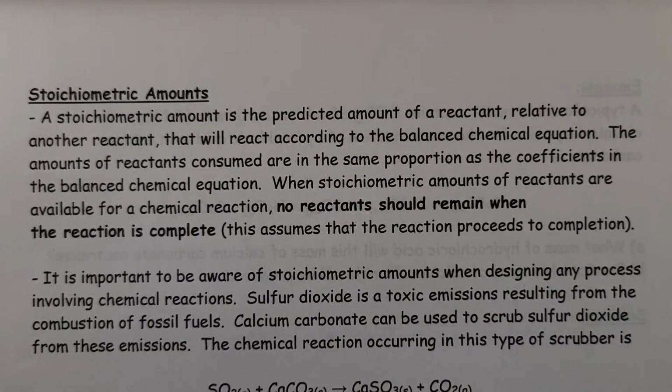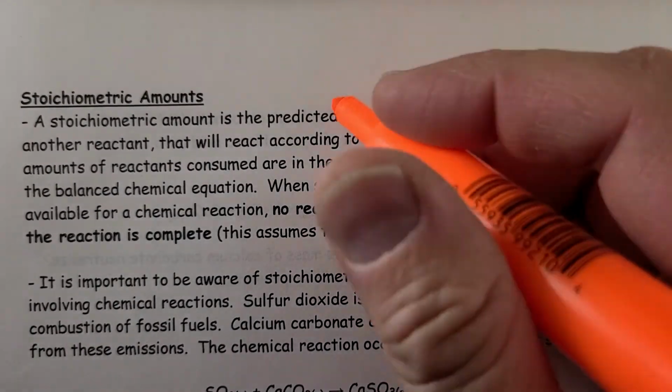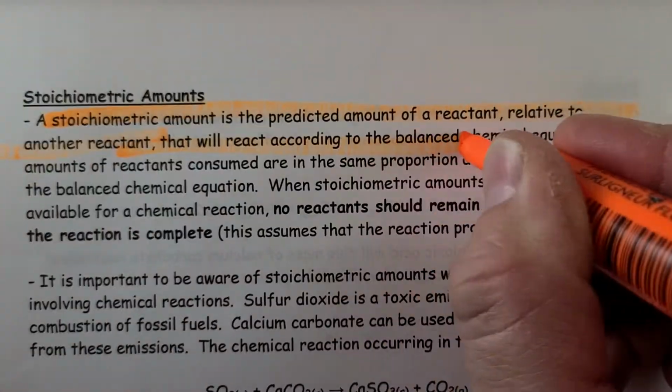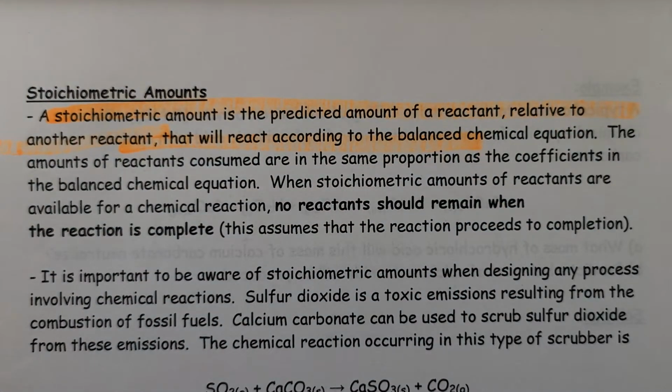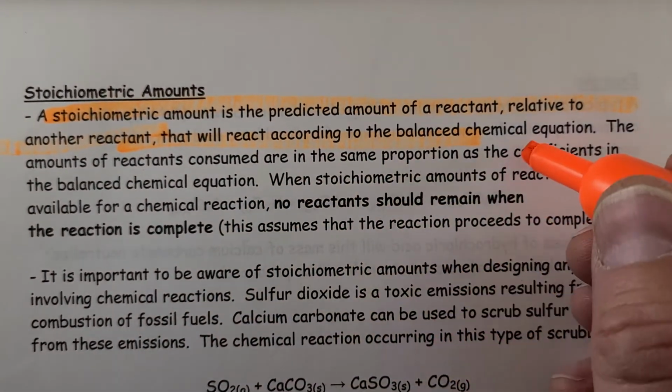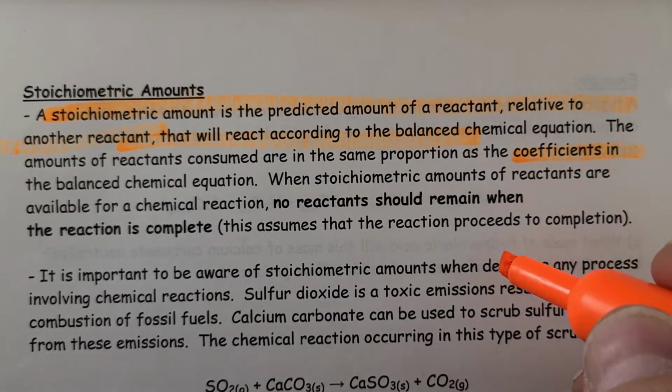A stoichiometric amount is the predicted amount of reactant relative to another reactant. So let's highlight that. That will react according to the balanced chemical equation. The amounts of reactants consumed are in the same proportions as the coefficients in the balanced chemical equation.